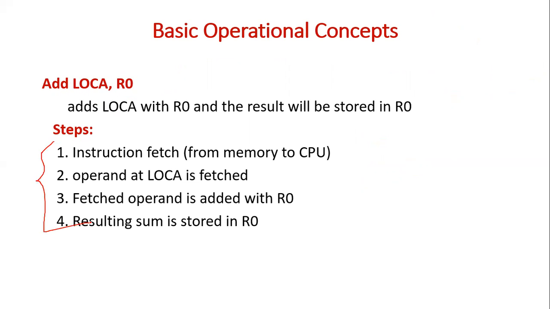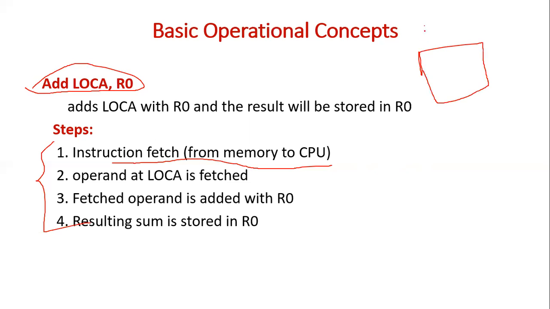So this instruction includes several steps. It includes 4 steps. What are they? First, there is an instruction fetch. First, this instruction should be fetched from the memory to the processor. Where will this instruction be initially? It will be in the memory. So whatever the instruction, add so and so. I'm not writing the full instruction, but understand it's this instruction. So first the instruction should be fetched from the memory to the CPU. So that is the first job. This instruction will be first brought into the processor.